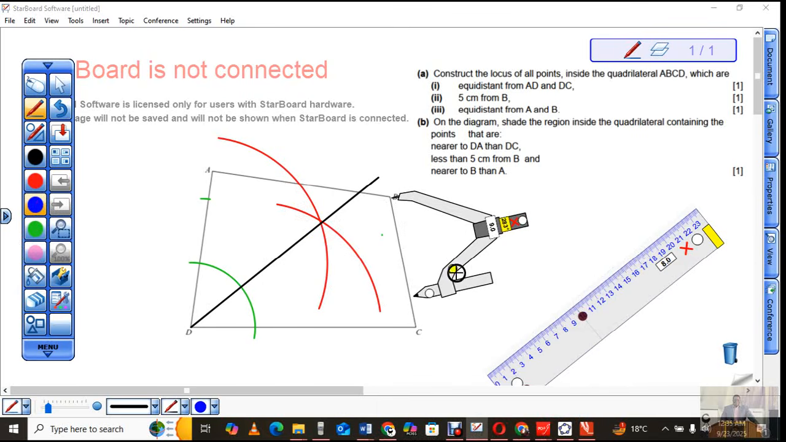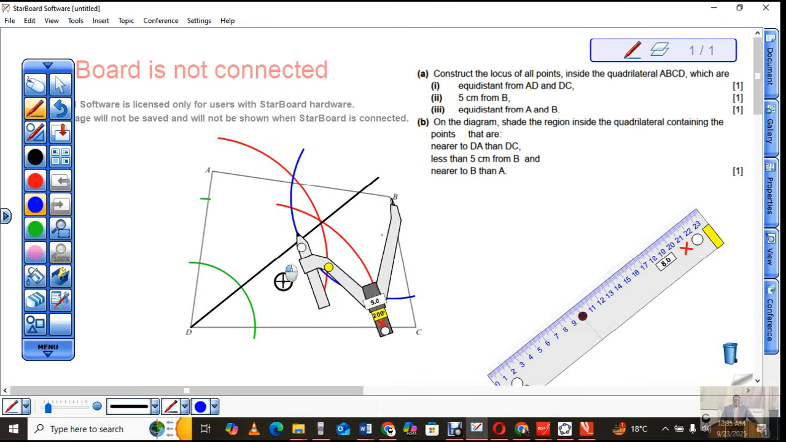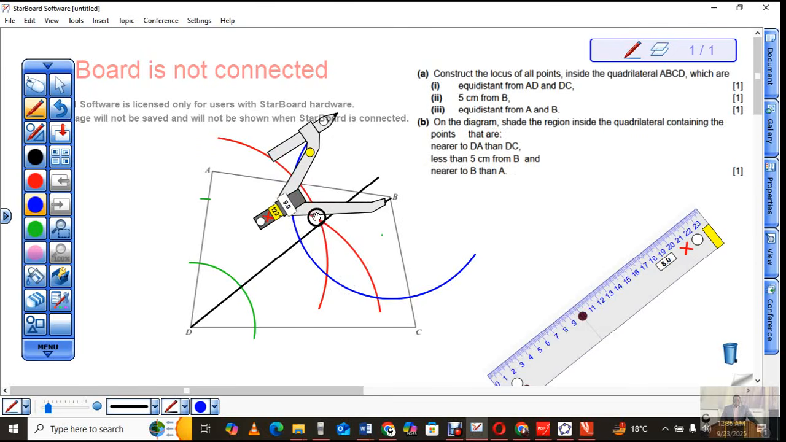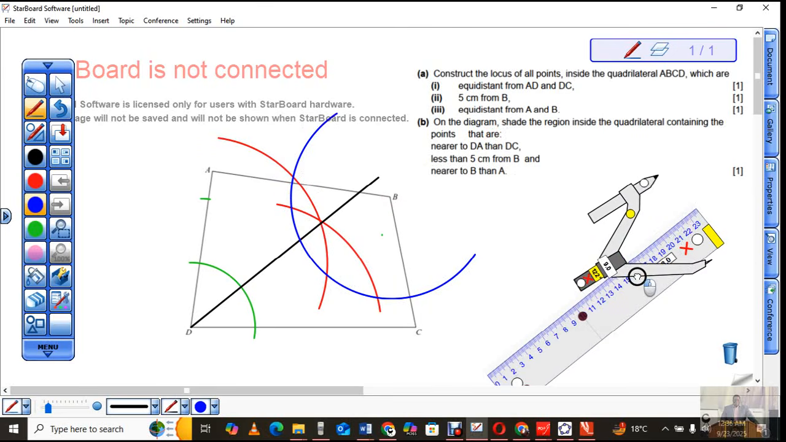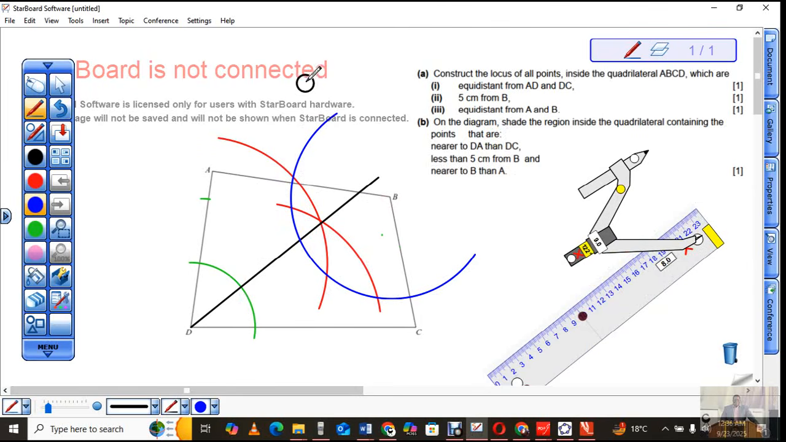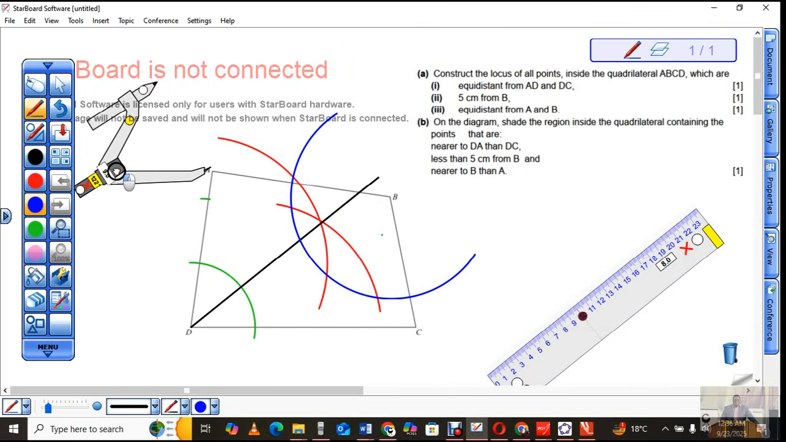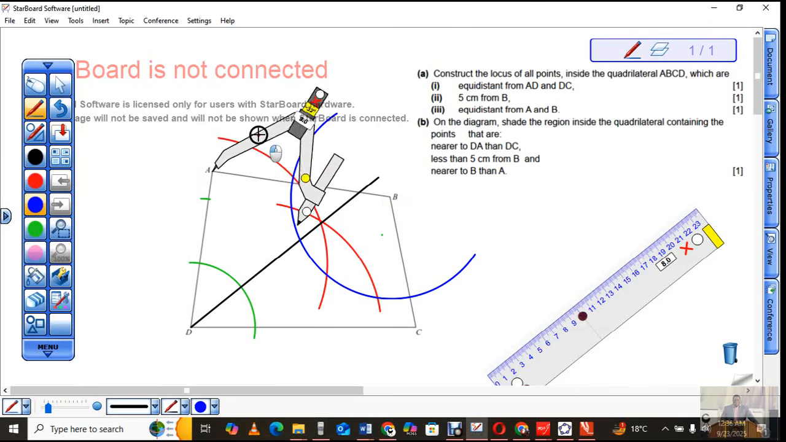So let's make that blue. Let's suppose that's 5 centimeters from B. Equal distance from A and B means we have to cut AB in half. And to cut AB in half, we're going to draw the perpendicular bisector of AB. So you open your compass slightly more than half the distance of the line.